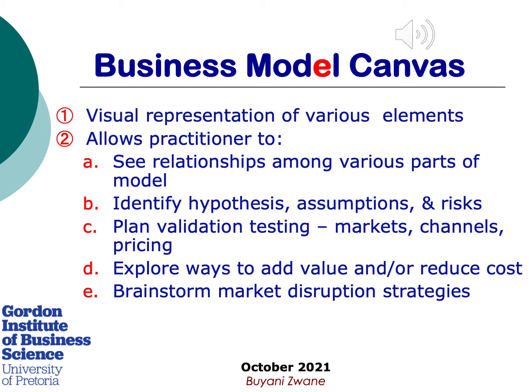When you think about the business model canvas, you get to appreciate 2 things. It is a visual representation of the various business model elements. 9 of them we've already spoken to. But it also allows you as a practitioner or as an entrepreneur to see the relationships among the various parts of the model. It allows you to identify the hypotheses, the assumptions, and the risks associated with doing business. It enables you to plan validation testing.